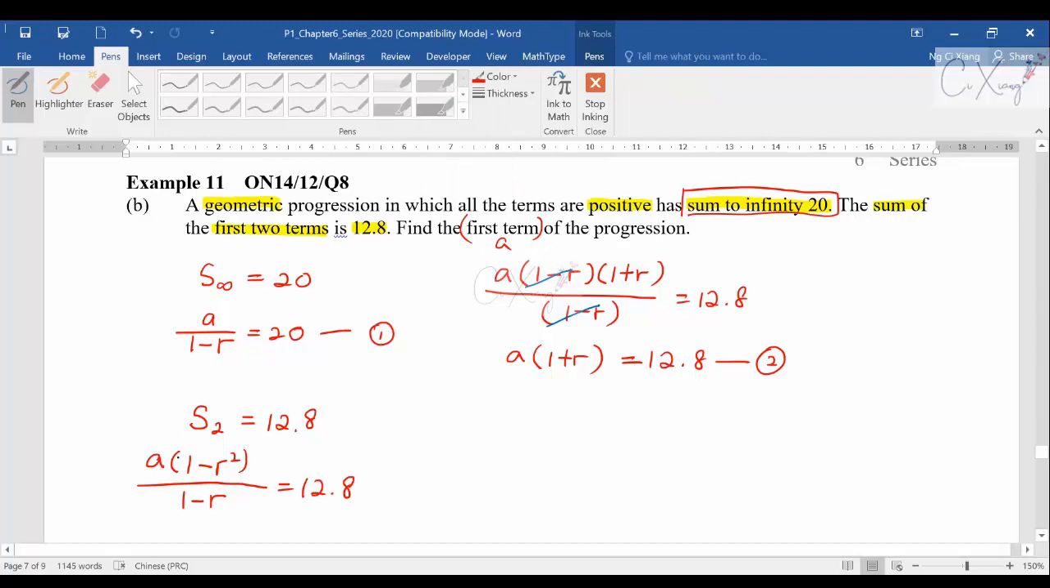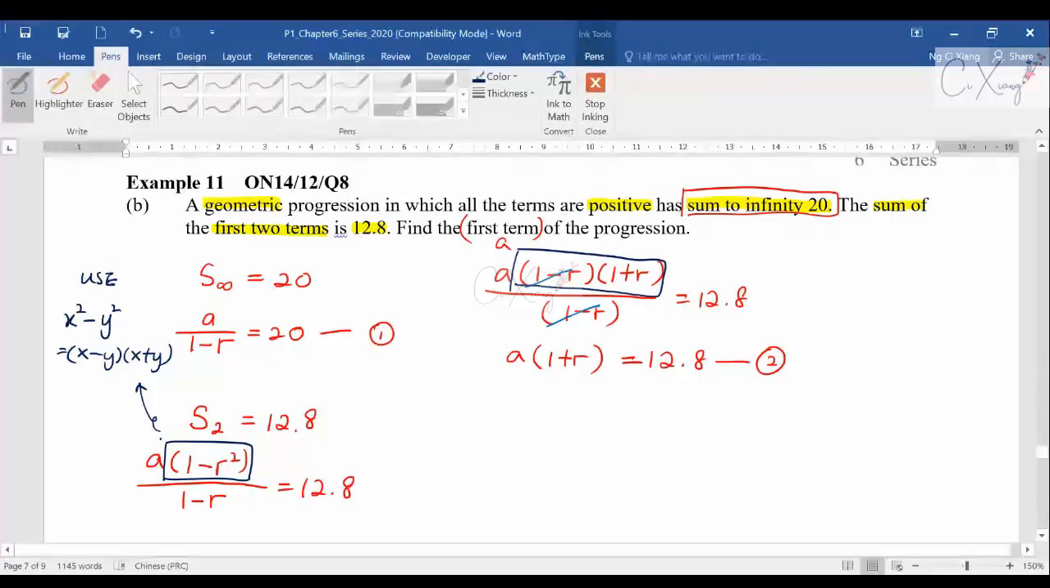Before we continue, just to recall this step, maybe some students will ask, how can I change 1 minus R squared to become 1 minus R and 1 plus R? Generally you use a formula that you learned previously: X squared minus Y squared equals X minus Y times X plus Y. This is a formula that you learned before in SPM, therefore you are applying it here. 1 is actually 1 squared, and R is R squared, so that's why I can expand it like this.